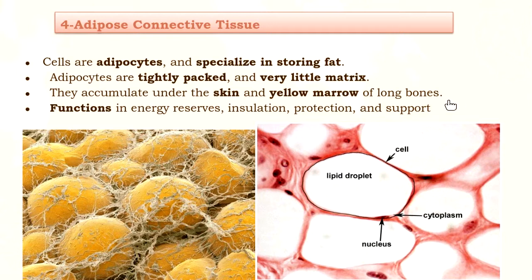The main function of adipocytes or the adipose connective tissue is to serve in energy reserve, insulation, protection and support. That means, because of the presence of this adipose tissue, there is insulation, there is protection of the body. As you find it below the skin, if something hits you, it acts as an insulator or shock absorber. That is the function of adipose connective tissue.